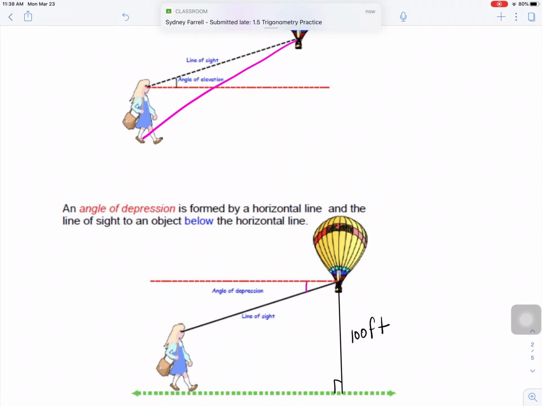If there was $20 on the ground, you're not going to use an angle of elevation, are you? You're not going to look up to see it. You're going to look down to see it. So the angle of depression is looking down, and the angle of elevation is looking up.